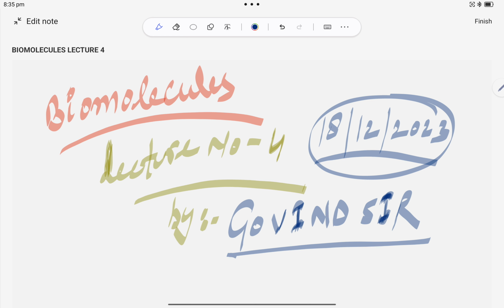So in the last lecture, we discussed the cyclic structure, children. In that case, alpha D glucose and beta D glucose, two kinds of structure, we have discussed, the Haworth structure, alpha D and beta D. So let's talk about the preparation method of alpha D and beta D.